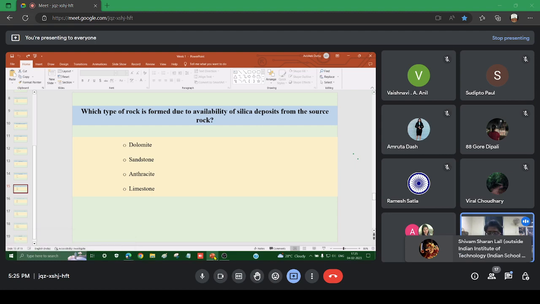I'll repeat the question. Which type of rock is formed due to availability of silica deposits from the source rock? The options are dolomite, sandstone, anthracite, and limestone. I'll go to the next question.